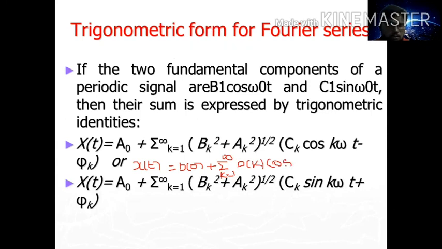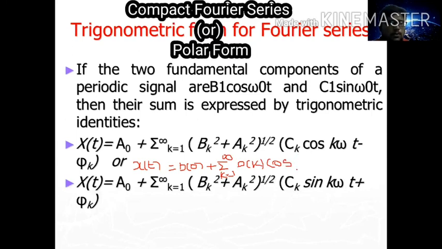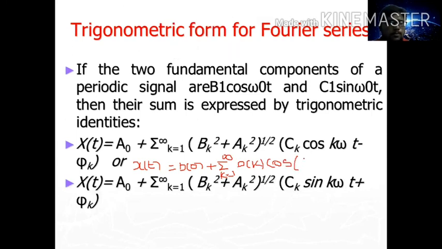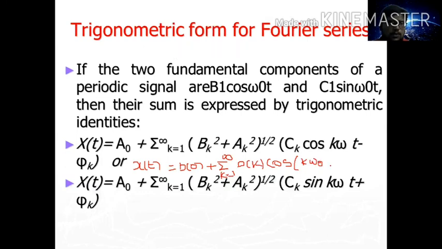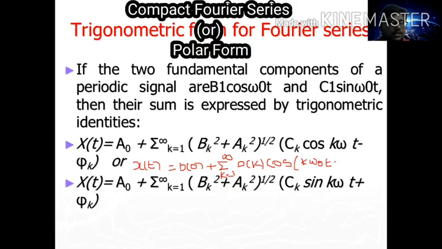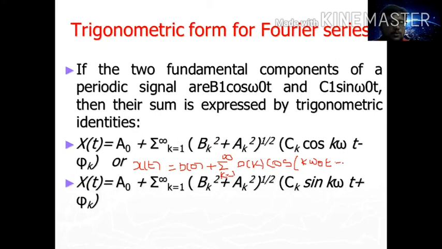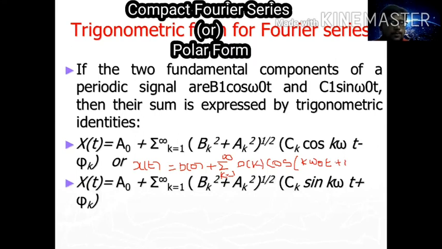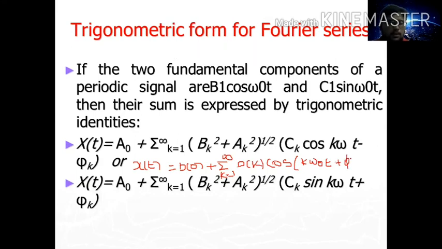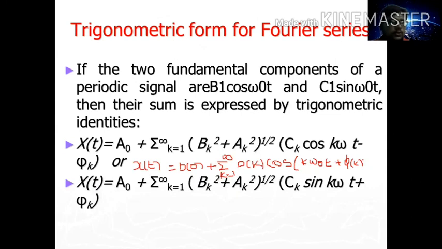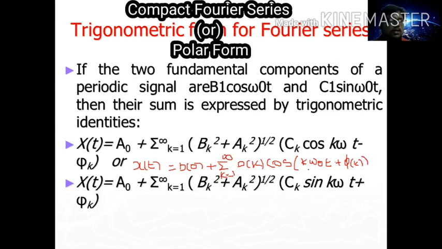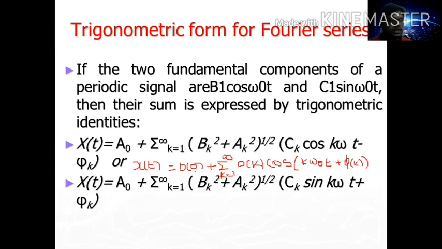So cos of k omega naught t, plus phi of k. This formula is very convenient for you because it represents a compact form. It is an easy way to memorize the formula, so there is no need for any confusion. Okay, so it's a compact method; it can be represented in compact form.